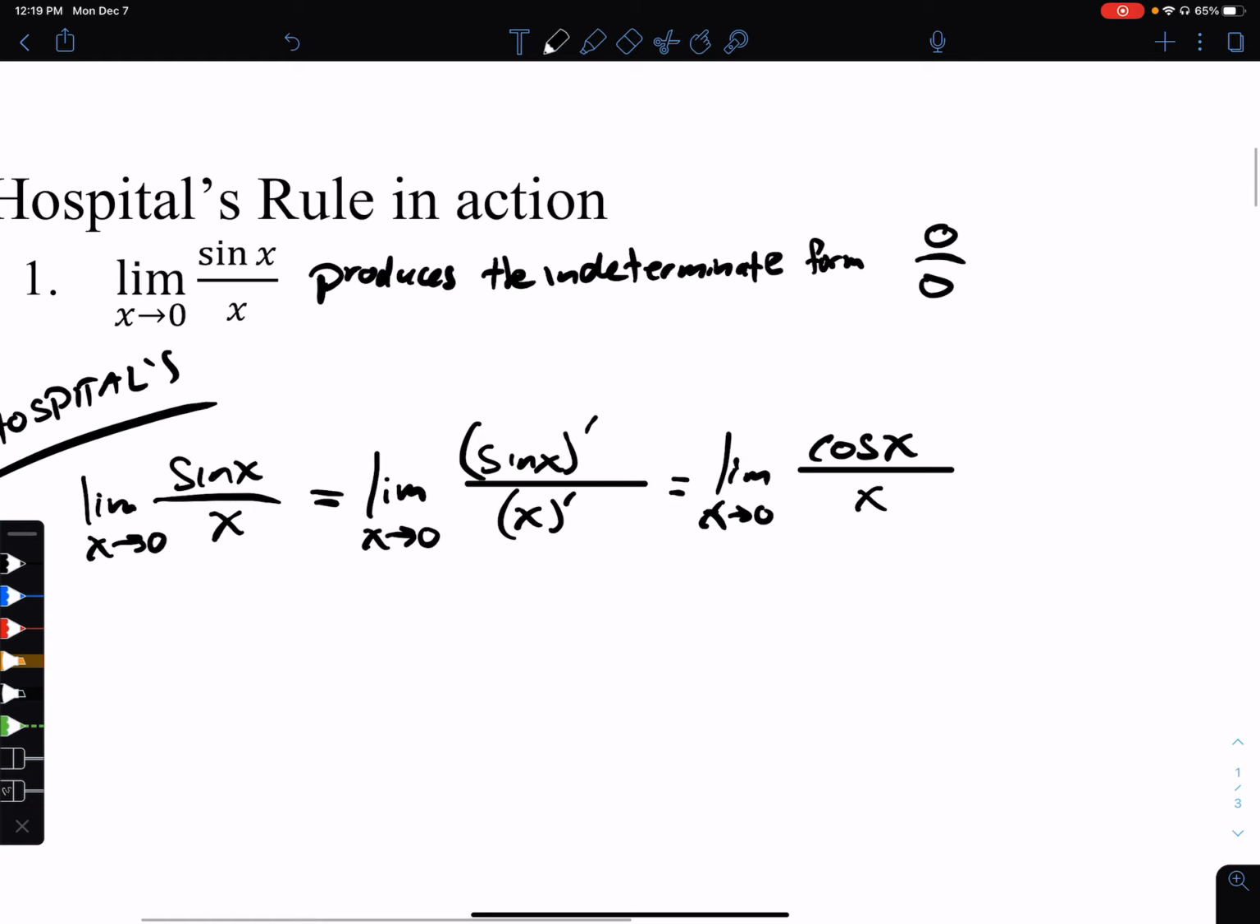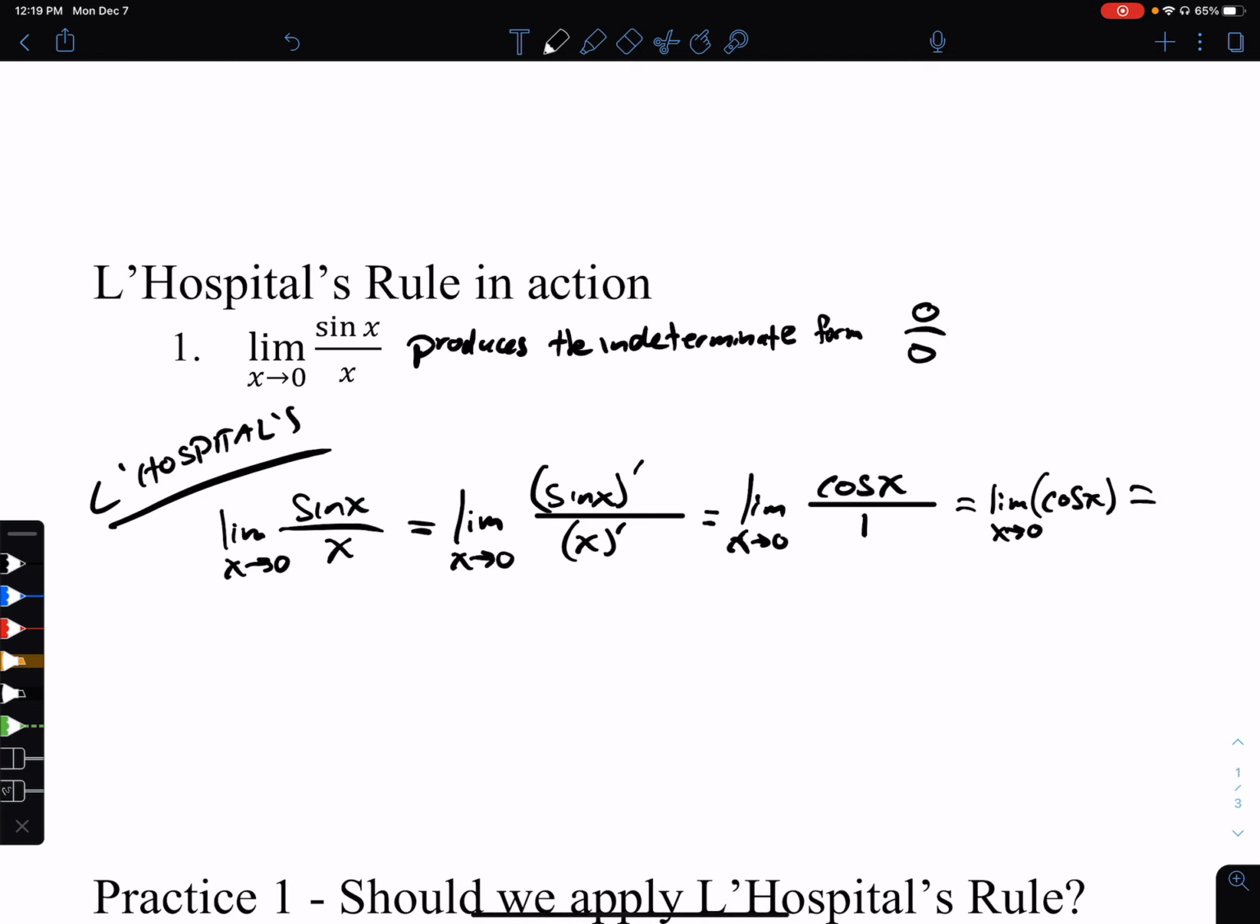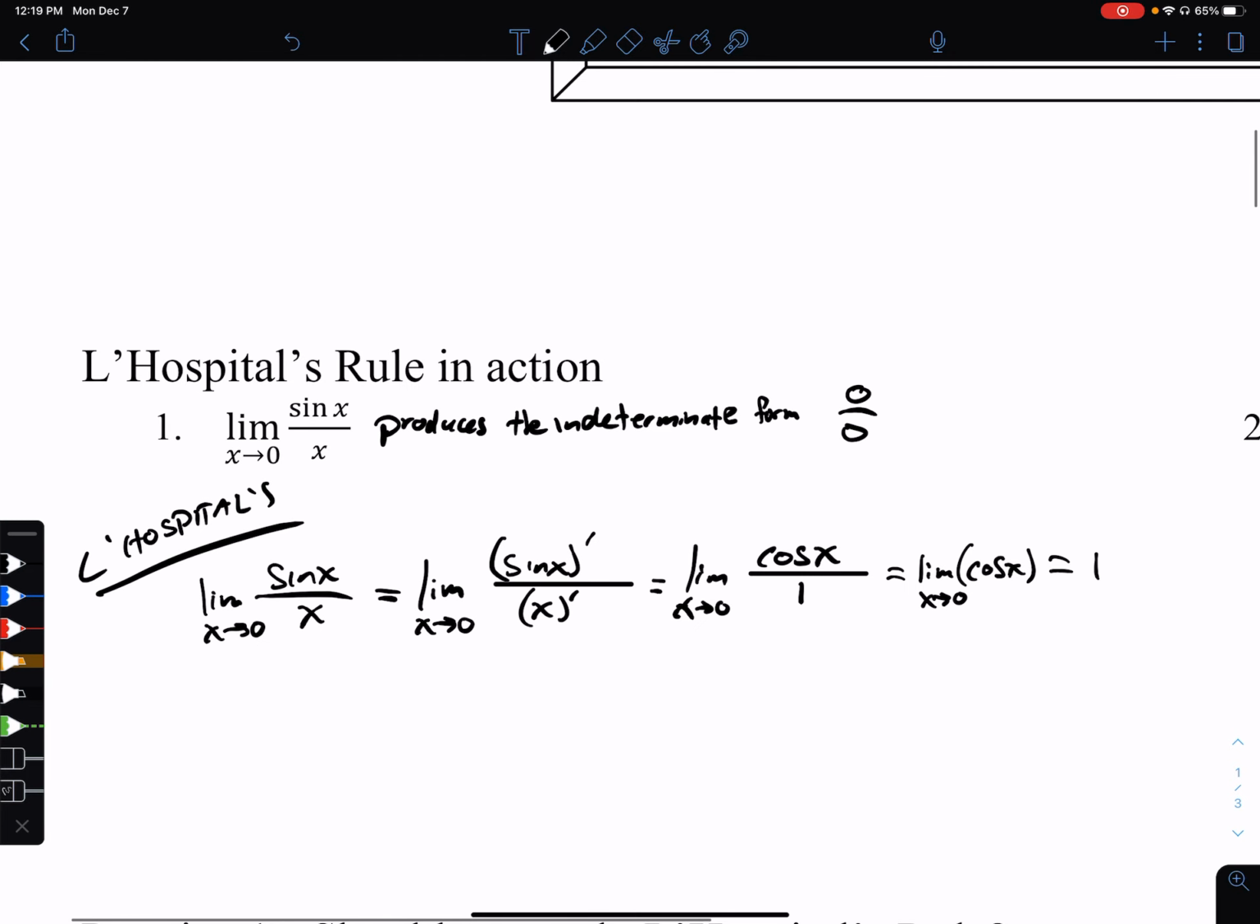So that means this is going to be equivalent. I said x is 1 and I wrote x. This is equivalent to the limit of cosine of x as x approaches 0. To evaluate this limit, if we put 0 in for x, what is cosine of 0? Cosine of 0 is 1. So that means this original limit, using L'Hopital's rule, is equal to 1.